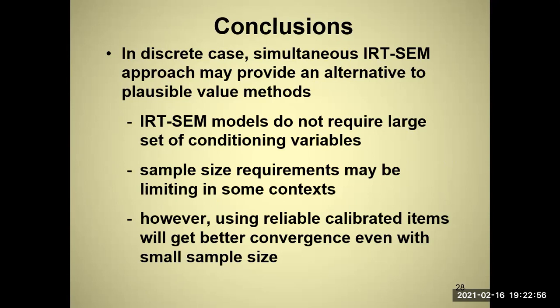The sample size requirements may be limiting in some contexts, so be aware of the complexity of your models. However, using reliable calibrated items gives better convergence, even with smaller sample sizes. It's a nice way of saying that if you have well calibrated, well understood items that have been studied independently in other samples, when you put them in here, you'll find that the convergence gets even better with small sample sizes.